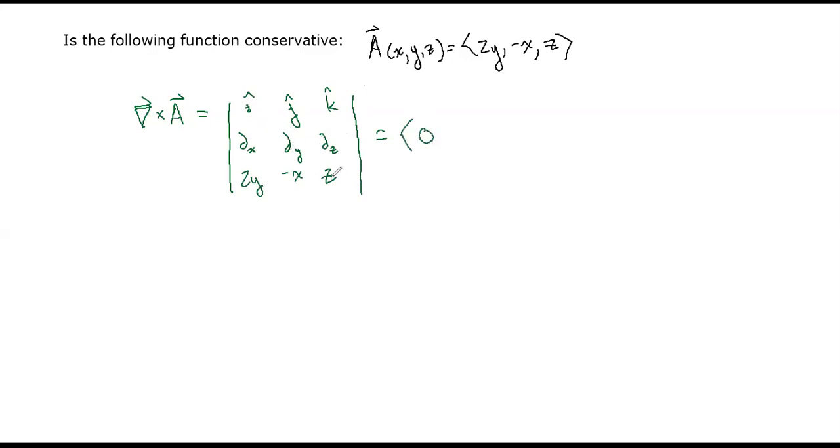You get 0 for that, d by dy of z minus d by dz of negative x. Next I have a derivative with respect to x of z, and then a derivative with respect to z of 2y, so that's 0. And then finally, for k, I have -1, -2, -3. So it doesn't vanish, it's not particularly difficult, but this is definitely a non-conservative function.